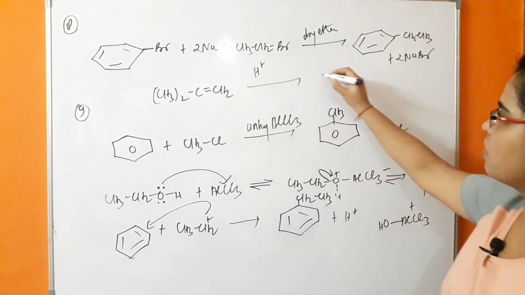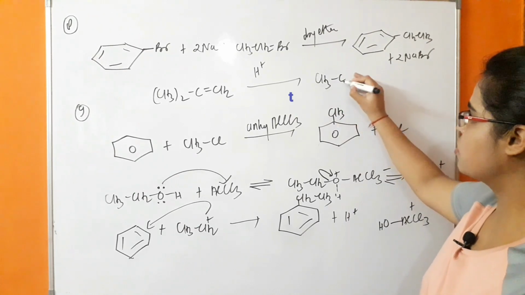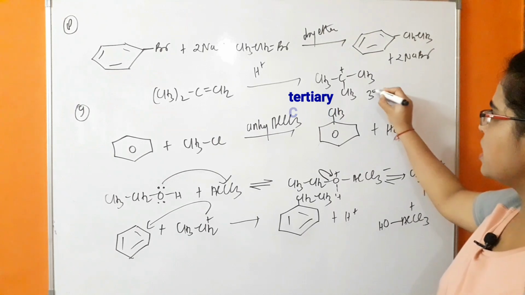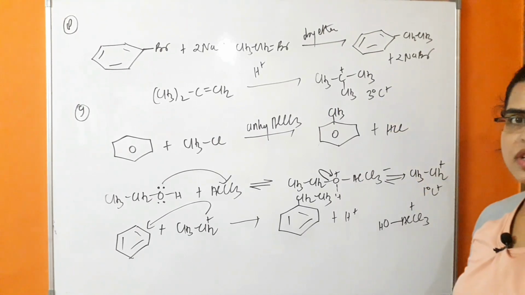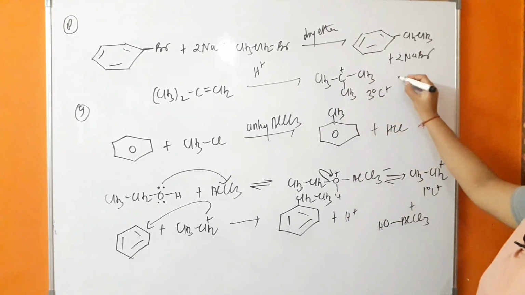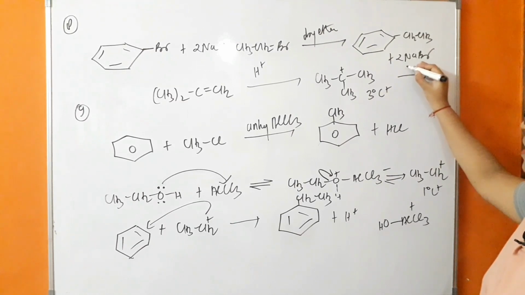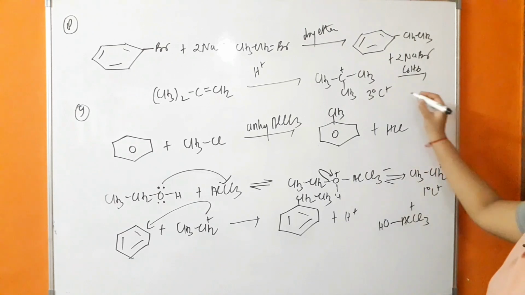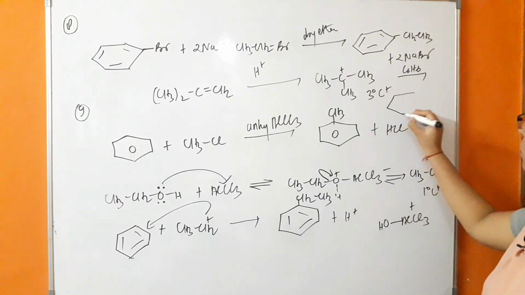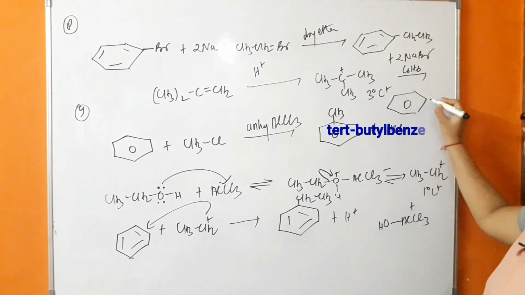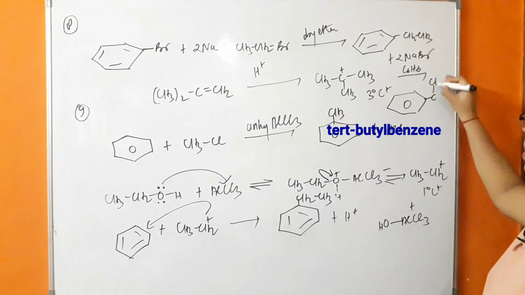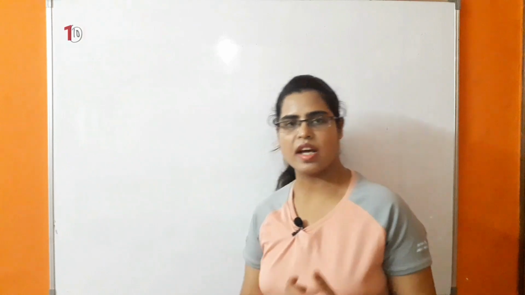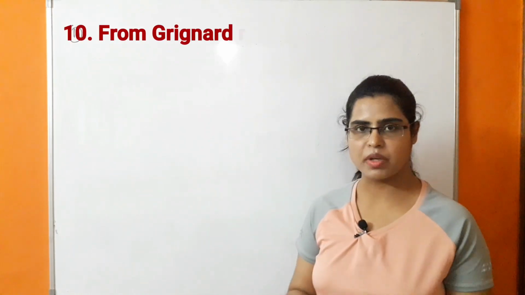So there will be formation of (CH3)3C plus. This is a 3 degree carbocation which is more stable, and this 3 degree carbocation will further attack the benzene ring, that is C6H6. So there will be formation of C(CH3)3 benzene, tert-butyl benzene.